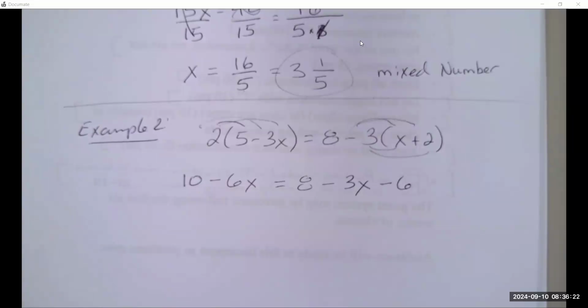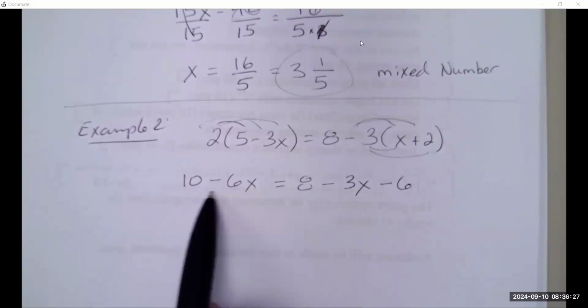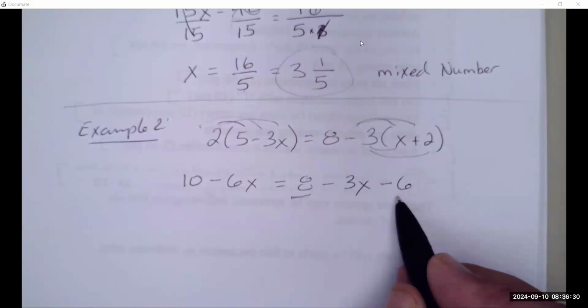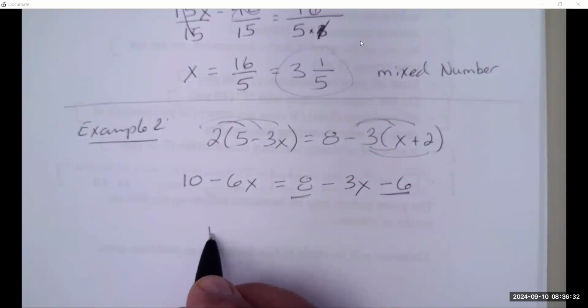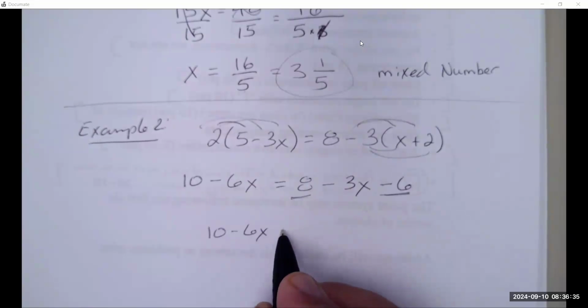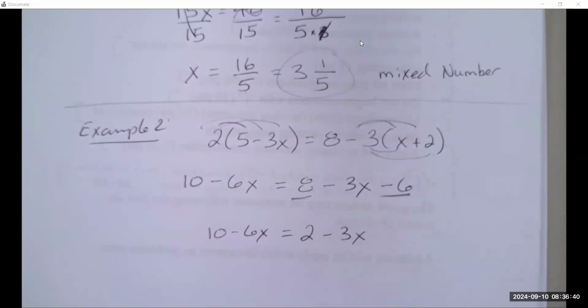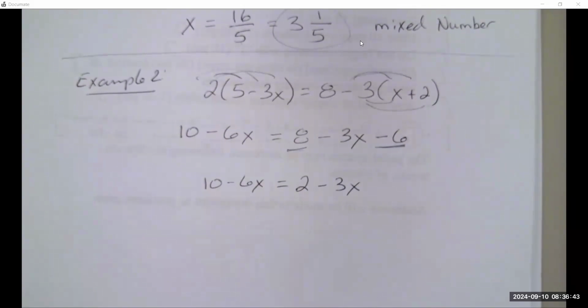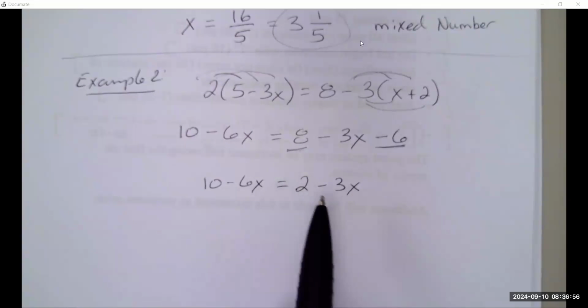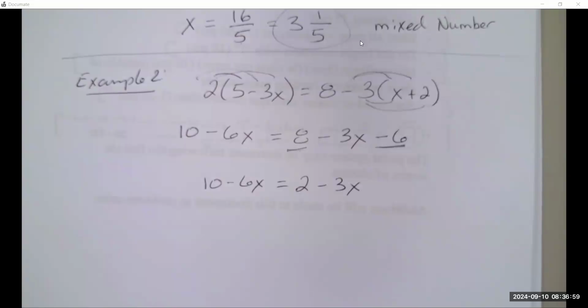Whenever you get rid of parentheses, first thing you should always do is combine like terms. There's nothing to do on the left side, but on the right side, we have 8 minus 6. 8 minus 6 is 2 minus 3x. Now we have another decision to make. We have x's on both sides.